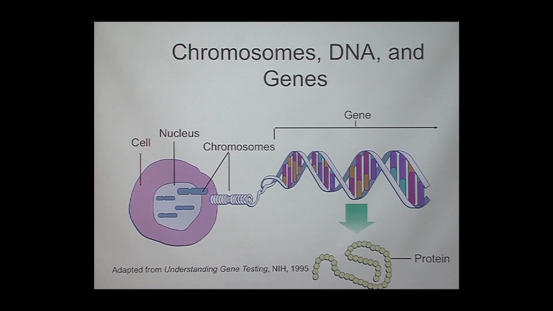And that information is all encoded in a special set of molecules inside the nucleus of the cell called DNA. And the DNA is wrapped up in little bundles. And this is the famous double helix that you've all heard about, but it's wrapped up in bundles inside little bodies inside the nucleus called chromosomes.